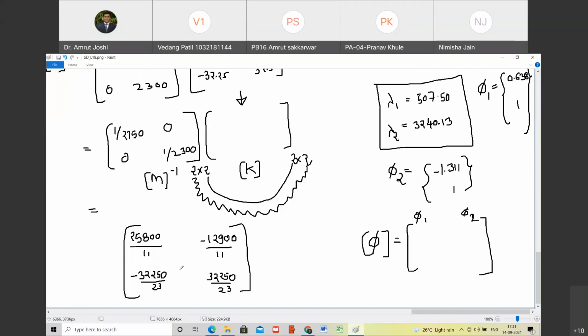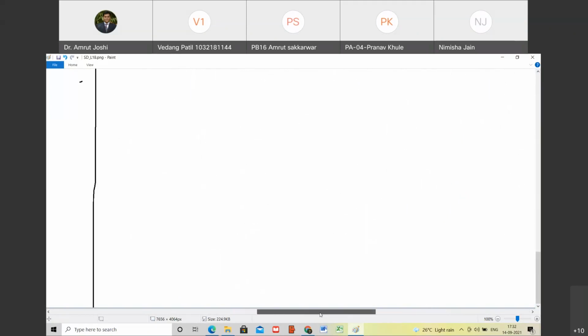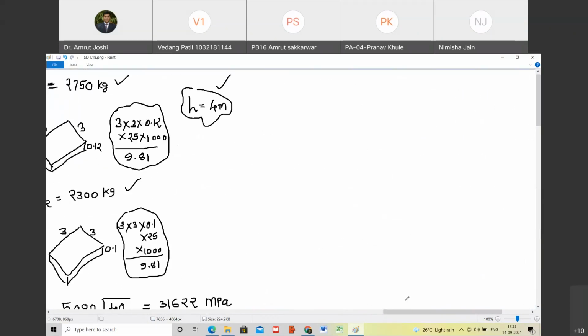If it is a 3 by 3 matrix, how many eigenvalues will you have? You will have 3 eigenvalues. You will have 3 eigenvectors. So the phi matrix will be 3 by 3, when it is a 3 degree of freedom system. Are you with me? Yes.